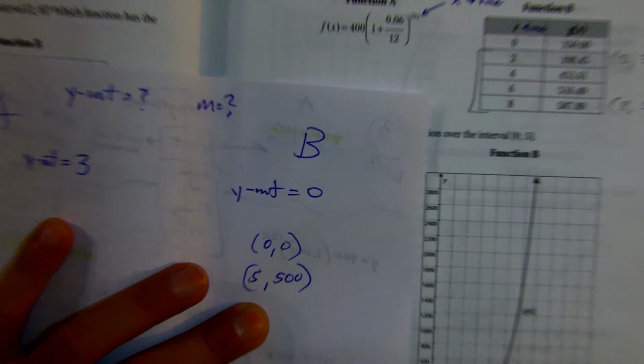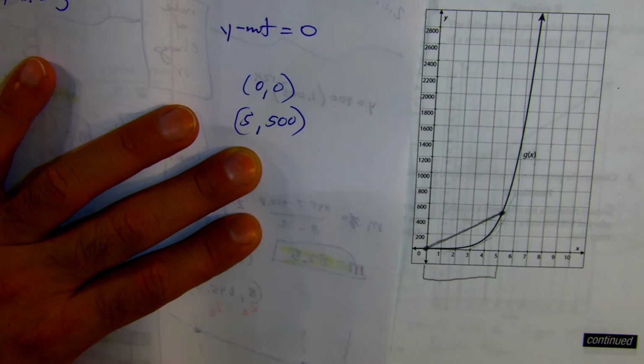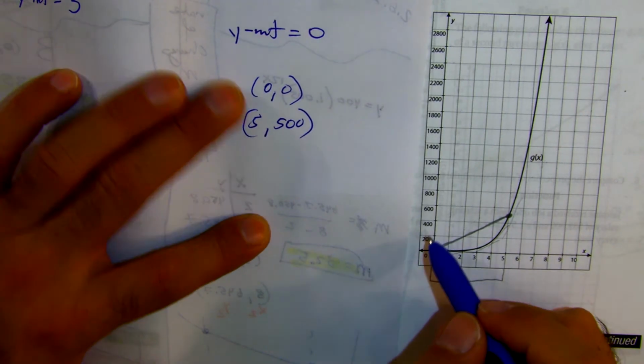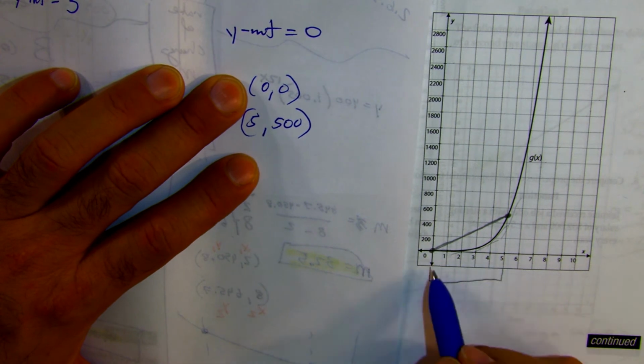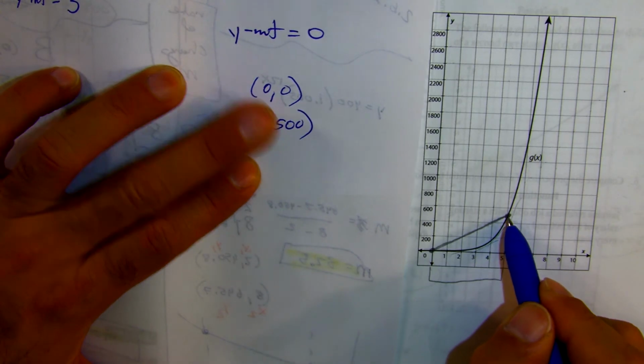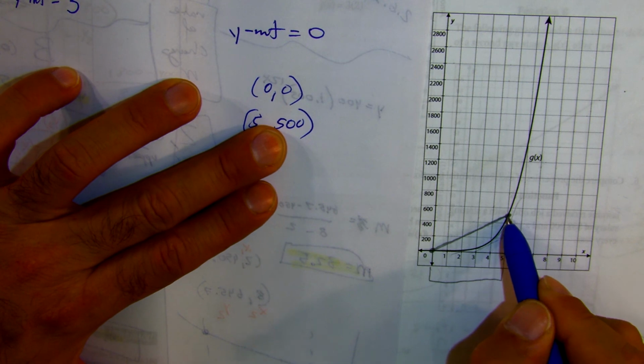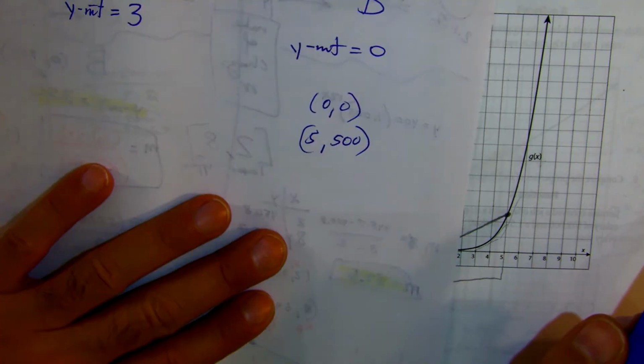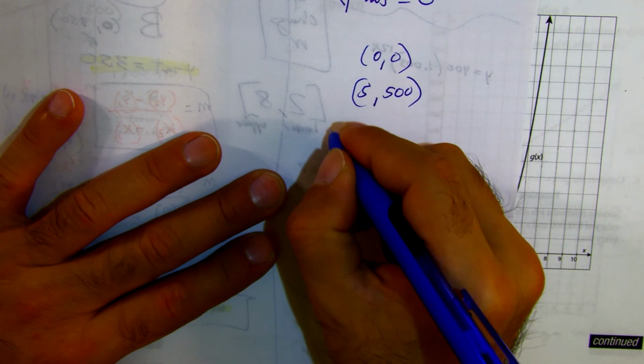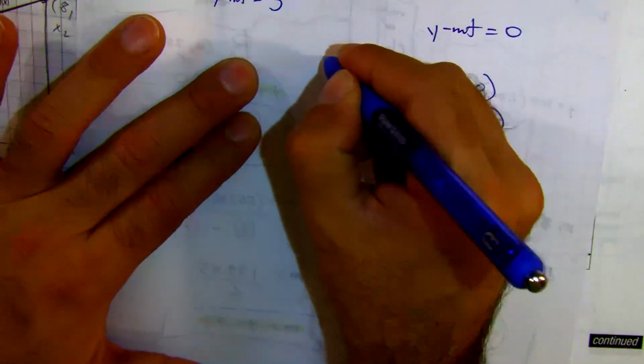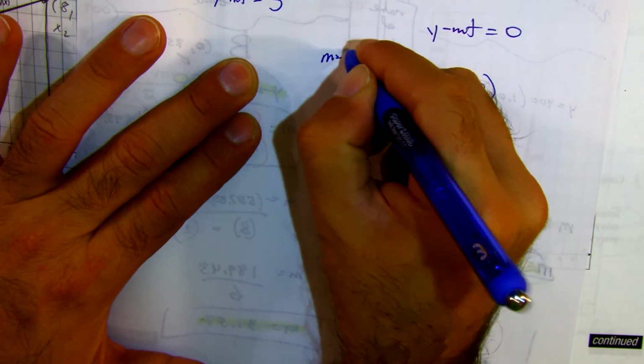Right, this point right here, 5 for x, about 500 for y. So that gets me here, 0, 0. That's the left side. Since the interval was 0 to 5, we go over to 5, and it's at 500. It's in the middle. So now I have my 2 points. Let's go ahead and plug them in.